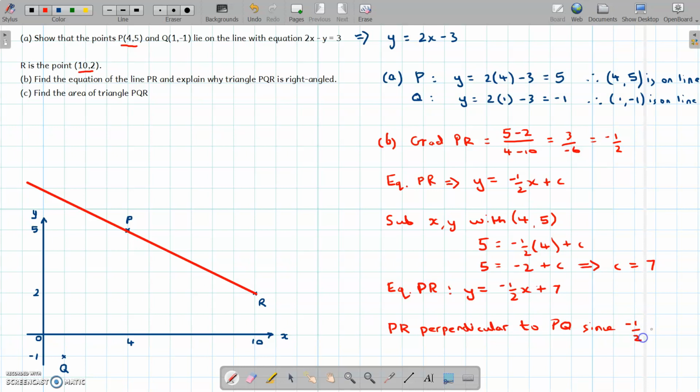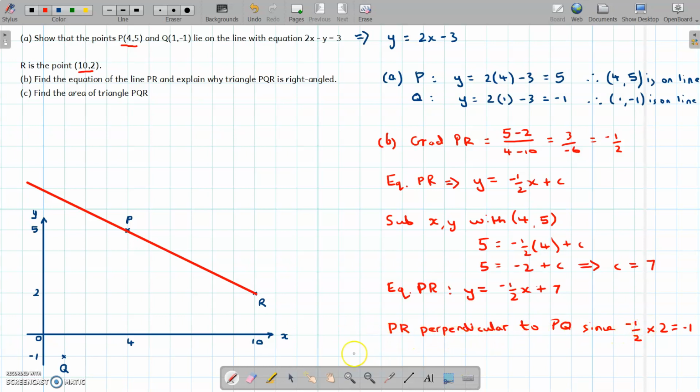minus a half times 2 equals minus 1. In other words, the gradients are the negative reciprocal of each other. So the negative reciprocal of 2 is negative a half. So PR is perpendicular to PQ since the product of the gradients is negative 1. That's another way of saying that one gradient is perpendicular to the other, or is the negative reciprocal of the other. So that would do for your answer.